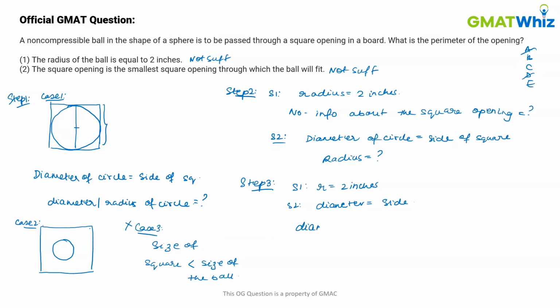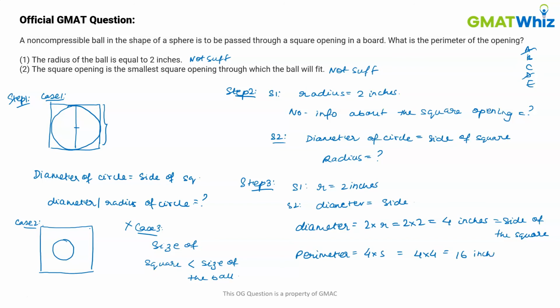Now the diameter of the circle will be equal to 2 times the radius, which is equal to 2 times 2, which equals 4 inches. Now this is the side of the square. Now what is the perimeter of a square? The perimeter is equal to 4 times the side. So this is equal to 4 times 4, which gives us 16 inches. Thus we are able to find out the perimeter of the square and answer the question. So the correct answer is option C.